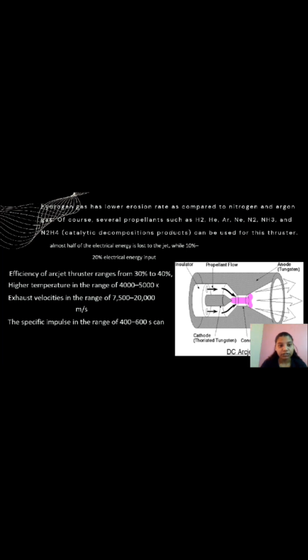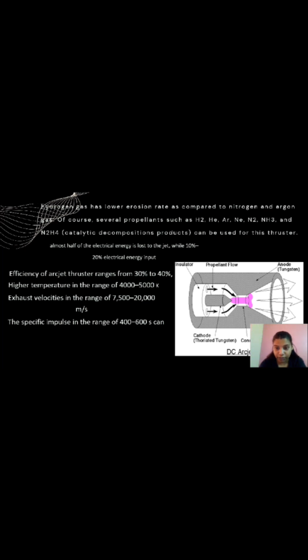Generally, the thrust to power ratio of an arc jet thruster is around 6 times that of the resistor jets. But the power supply unit for arc jets is quite complex and bulky as compared to that of the electrothermal thrusters. Several arc jets are being used routinely as station-keeping thrusters.